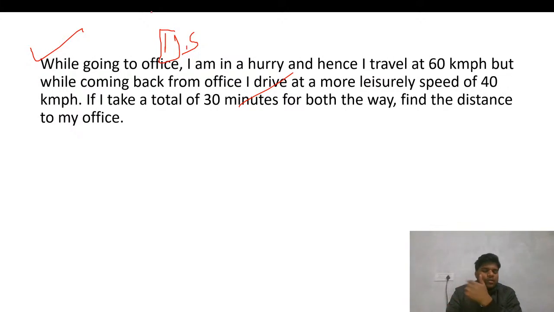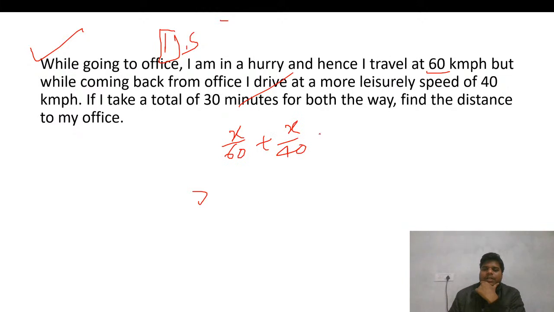So I hope you all know d equals s times t. You can apply it and make equations. I think you'll get two equations, and adding them, you'll get 30 and your answer. Basically, you'll just do this: this is 60, so x distance upon 60 plus x distance upon 40 equals 30 by 60. I think you'll be able to solve this equation, let's not assume.